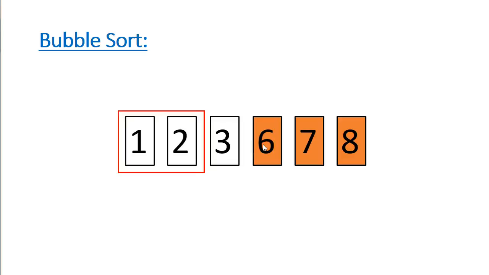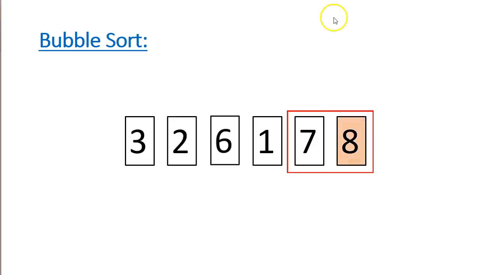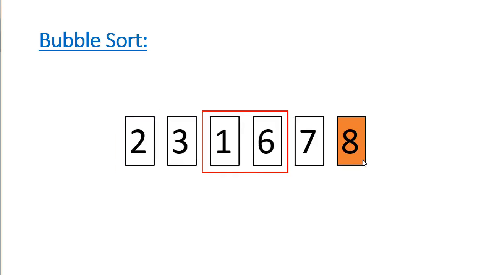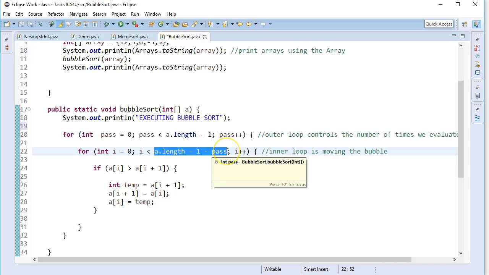So in this case, the very first time the bubble goes through, it has to reach this position here, because we're always comparing the element to the right of it. Now the second pass, if I go through this again, has to reach one left. So in my implementation, I'm going to start i at 0, and I'm going to continue as long as i is less than a.length minus 1 minus the pass that I'm on. So it's never going to reach the last element minus the pass.